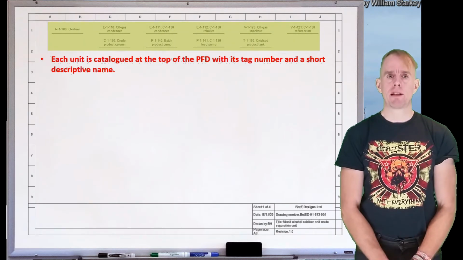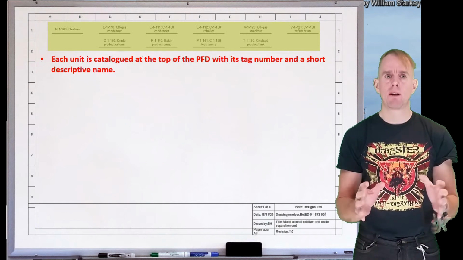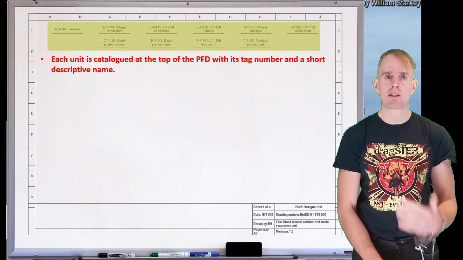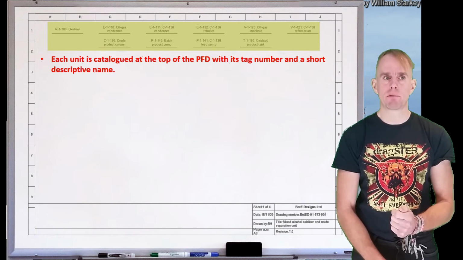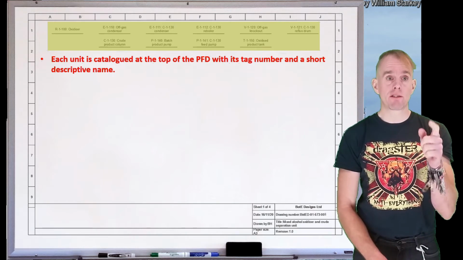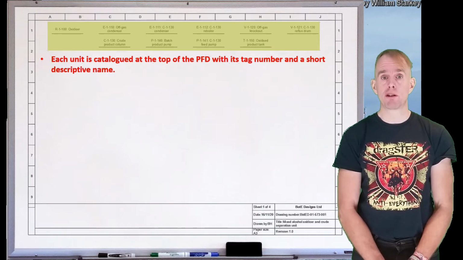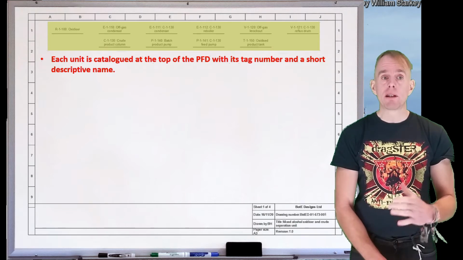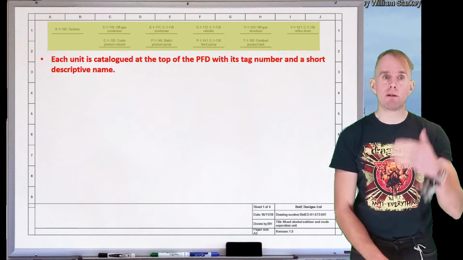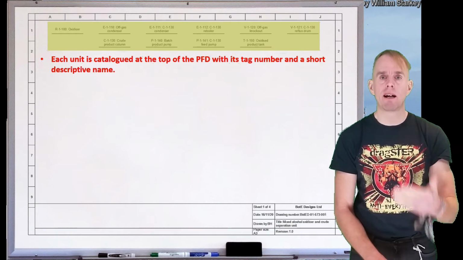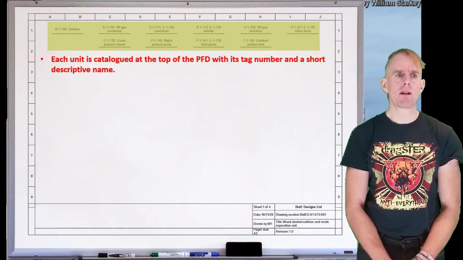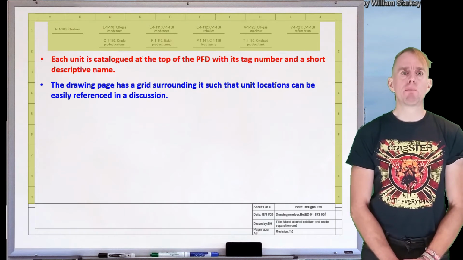Firstly, at the top of the table there is a catalogue of each of the major units shown on the PFD. It includes its tag number and a short descriptive name. So we can see that we've got 1, 2, 3, 4, 5, 6, 7, 8, 9 units shown on this process flow diagram, and a brief description of each of their operations. And this can be a very useful counterpoint such that we can quickly understand what's going on in the process flow diagram. What we can also see is a border.